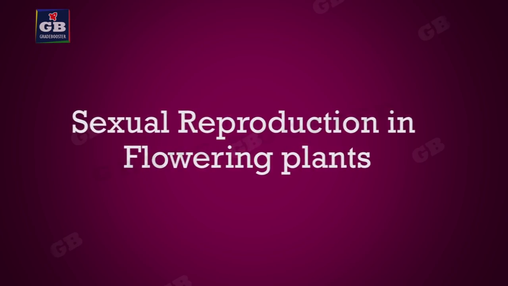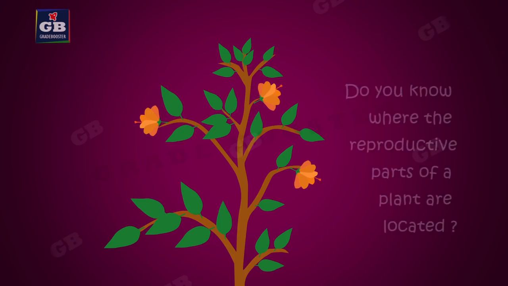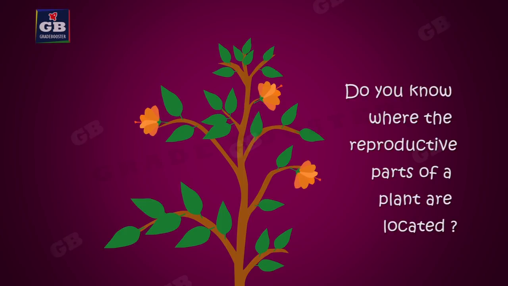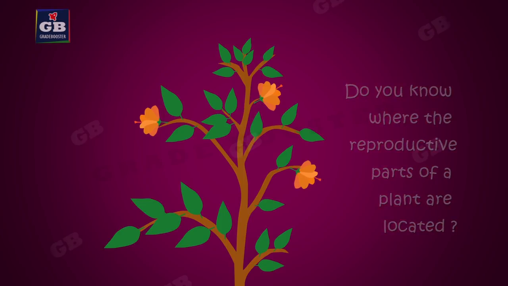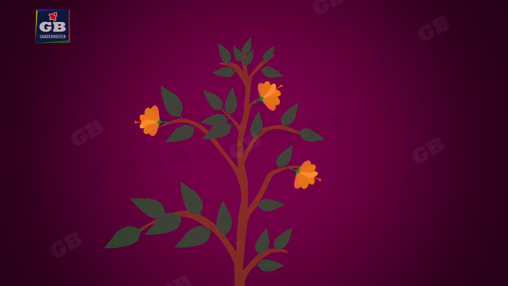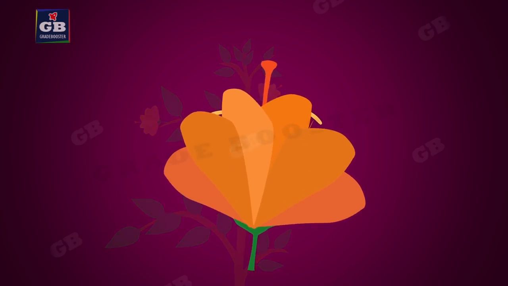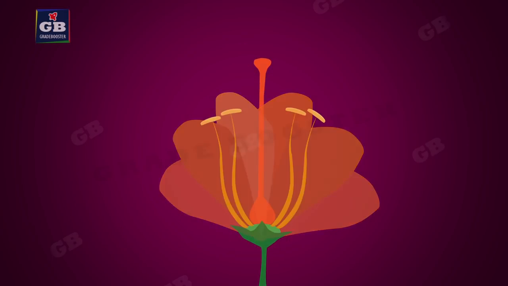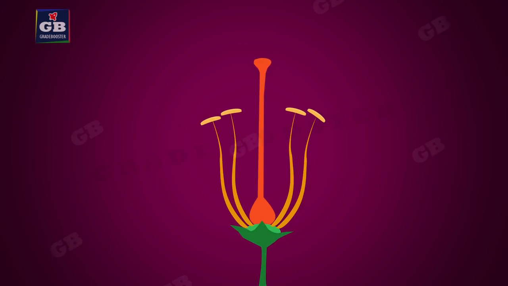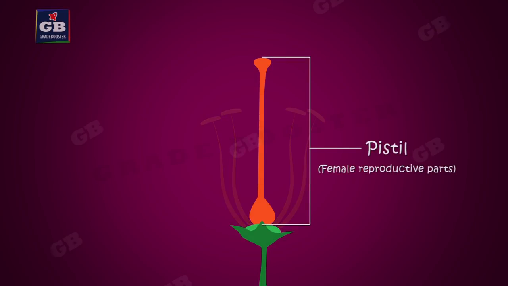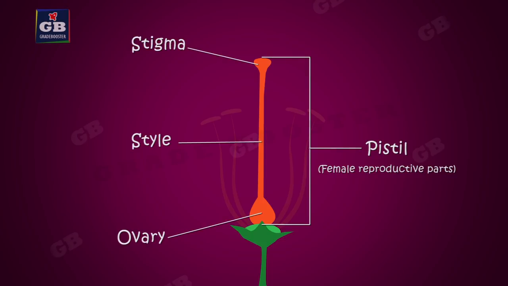Sexual reproduction in flowering plants. Do you know where the reproductive parts of a plant are located? The reproductive parts of the plant are located in the flower. Here is a flower. Let us identify the reproductive parts in it. Let's look at the reproductive parts inside the flower. This is the female reproductive part of the plant. It is called pistil. It has three parts: stigma, style, and ovary.